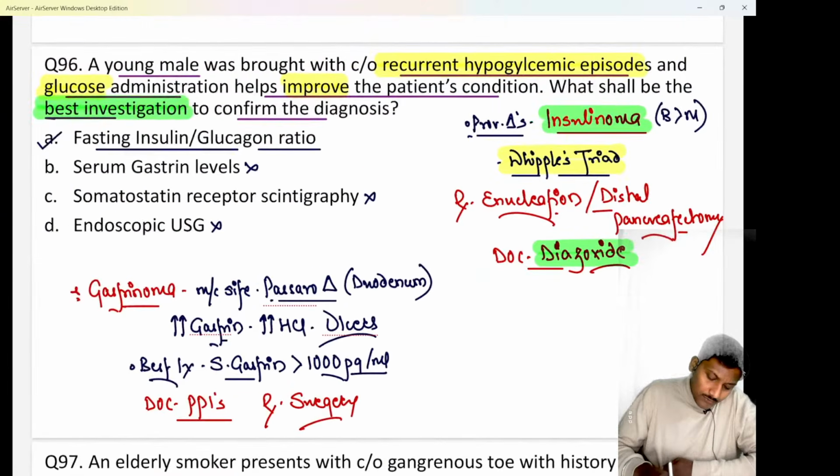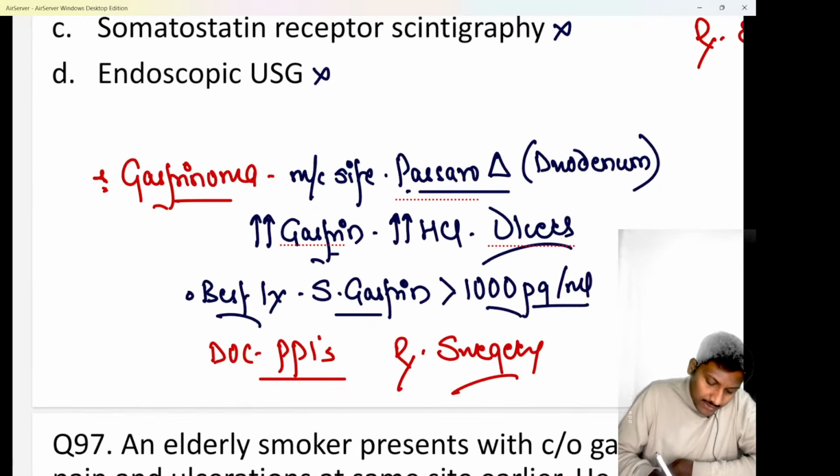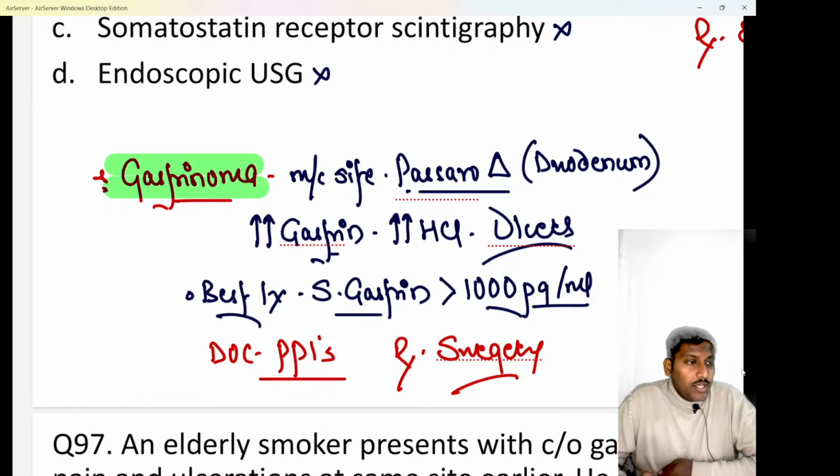Another question that comes is from gastrinoma. A recent question in the FMGE examination was from gastrinoma. The most common site for a gastrinoma is the Passaro triangle, or the gastrinoma triangle, which includes the common bile duct, the duodenum, and the head and neck of pancreas. Among them, the most common site is not the pancreas, it is the duodenum. Remember this.